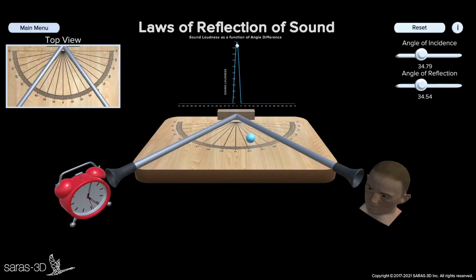The second law of reflection simply takes into account the fact that the direction of incident sound, the direction of reflected sound, and the normal, they all lie in the same plane. So that is the second law. We will now summarize what we have done in this activity.